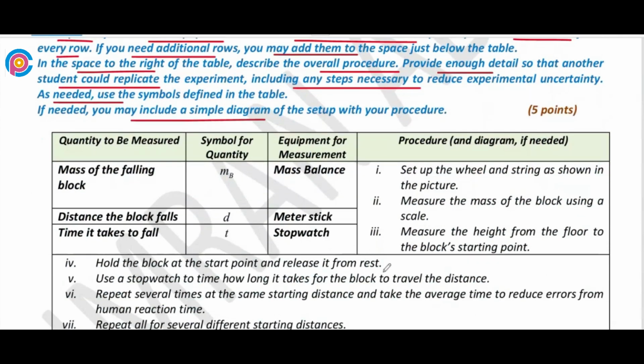Now, first of all, we have to define the quantities. First, we have the mass of the falling block. It is m_B. We can measure the mass of the block using a mass balance or electronic balance. Then the distance the block falls, which we represent with D. We can measure the distance with a meter stick.